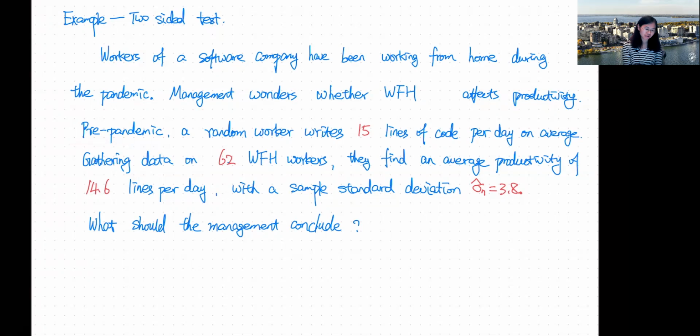Pre-pandemic, when they were not working from home, a random worker writes 15 lines of code on average. So if X is the lines, the productivity measured by lines of code produced by the worker, then the expected value of X pre-pandemic is 15.